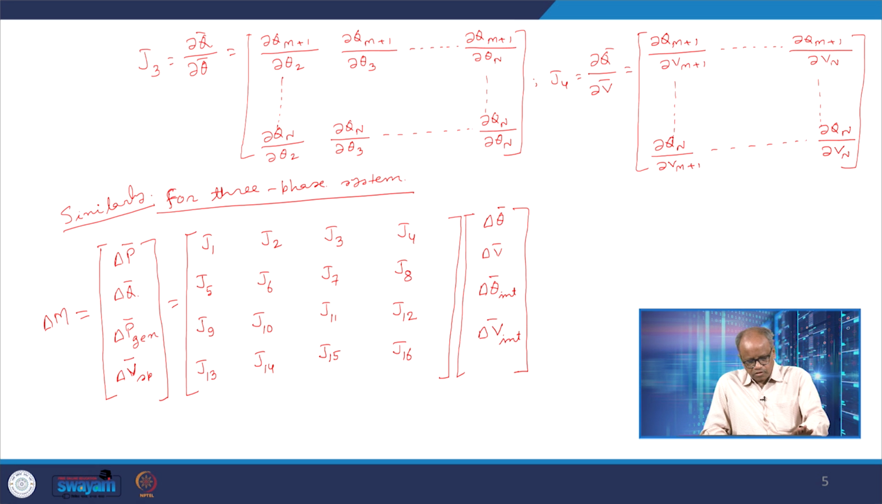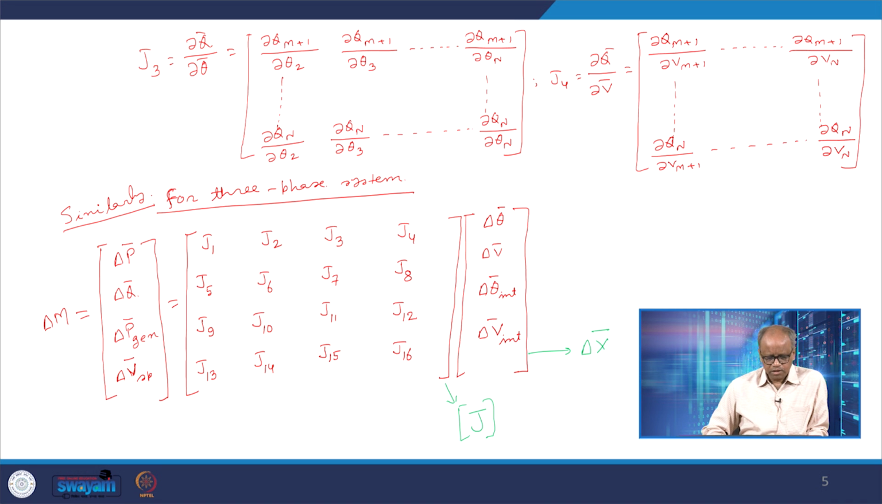So what I have got? I have got 4 known subvectors, 4 unknown subvectors, and connecting them I have got 16 submatrices of the Jacobian matrix. So this vector is delta m. This vector I can say is the delta x vector, and this big matrix is my very big J matrix. Correct.